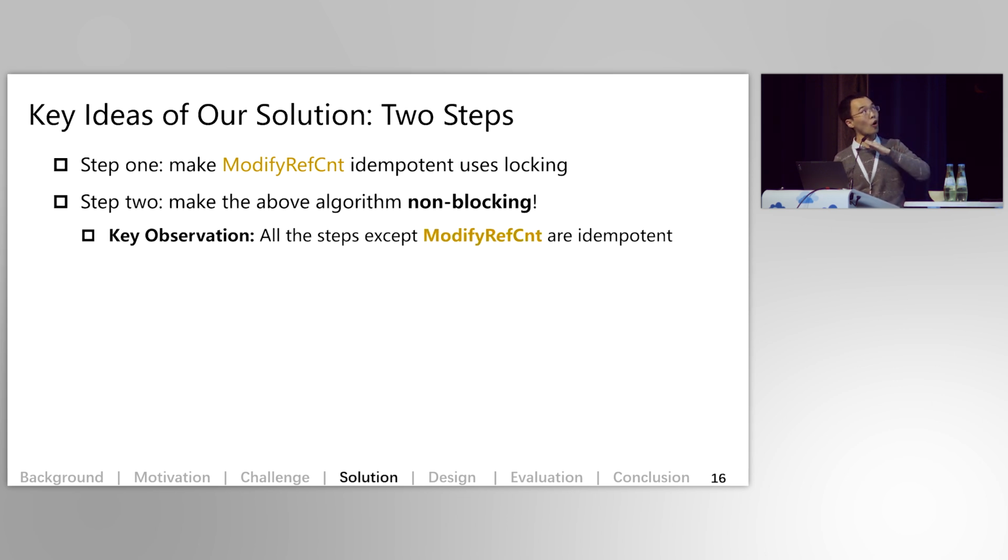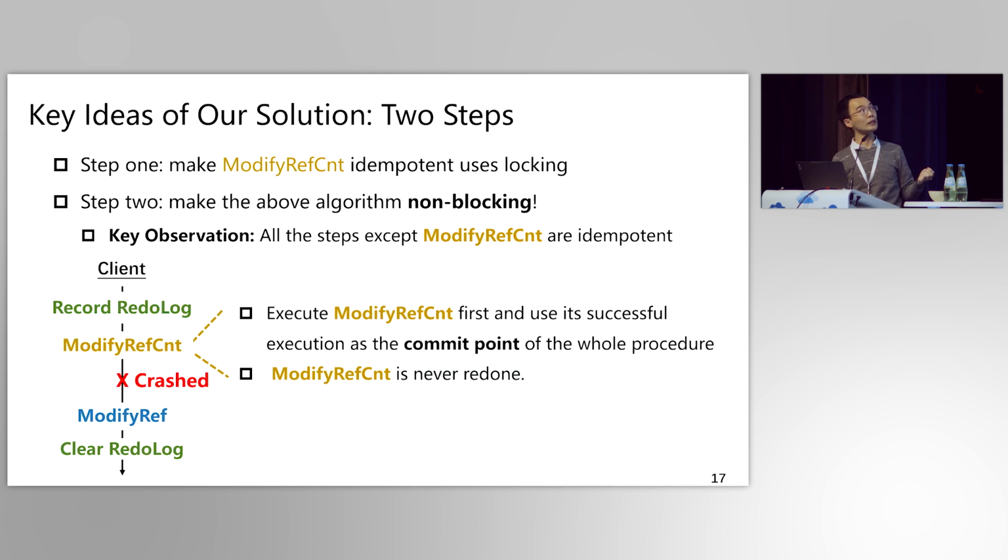So, navigating all these challenges, a final question emerges, which is how can we craft a non-blocking algorithm that helps us to correctly maintain the reference count. And we can see that this is actually possible because all the other steps except this modify ref count step are idempotent by nature. So this observation leads us to execute this step first and use its successful execution as the commit point of the whole procedure, which means that this step will never be re-executed during the recovery.